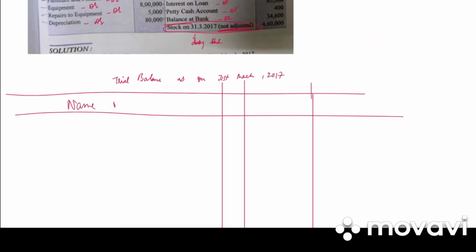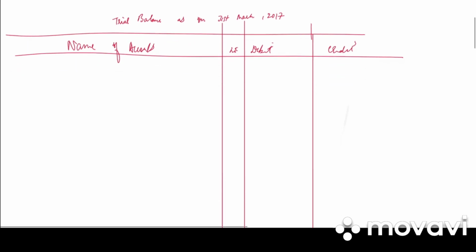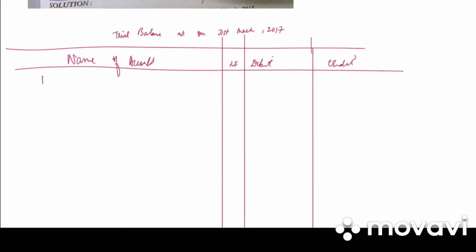So we have name of accounts, LF, debit balances, credit balances. Name of account, first one we have purchases. It's a debit balance of 18,20,000. Then we have stock on 1st April 3,50,000. Sales 40 lakh. Sundry expenses 15,000.